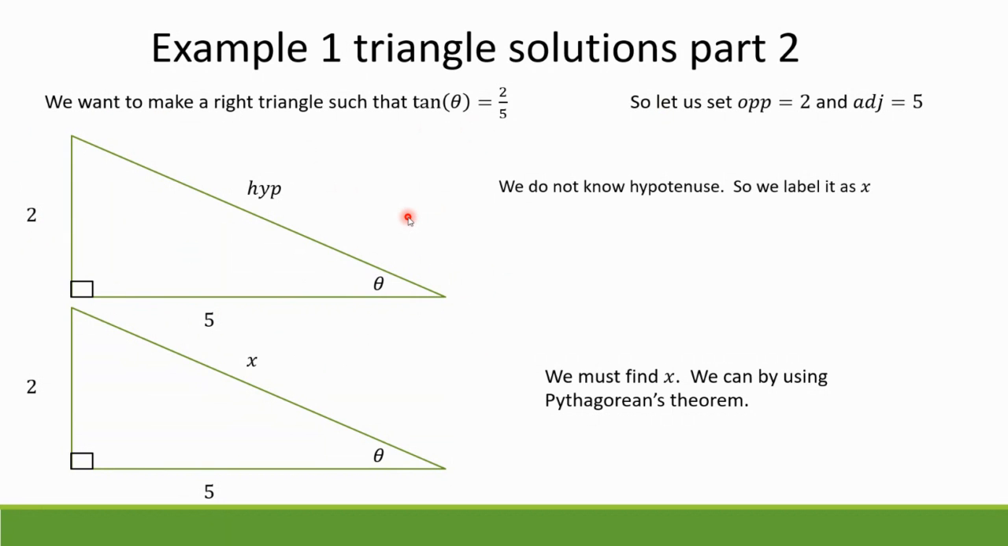But we don't know what the hypotenuse is. I'm going to call that x just for convenience, but we don't know what this side is. Well, can we find it? Yes, we can. How do we do that? Pythagorean's theorem. For a right triangle, if you know two of the sides, you can always get the third side.